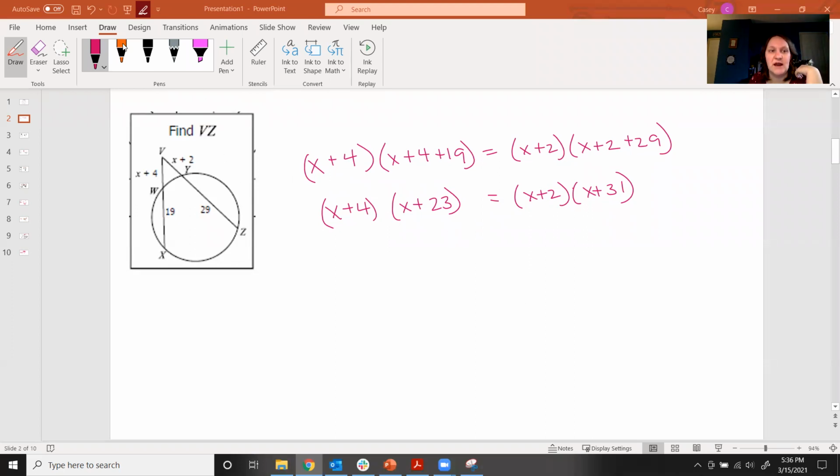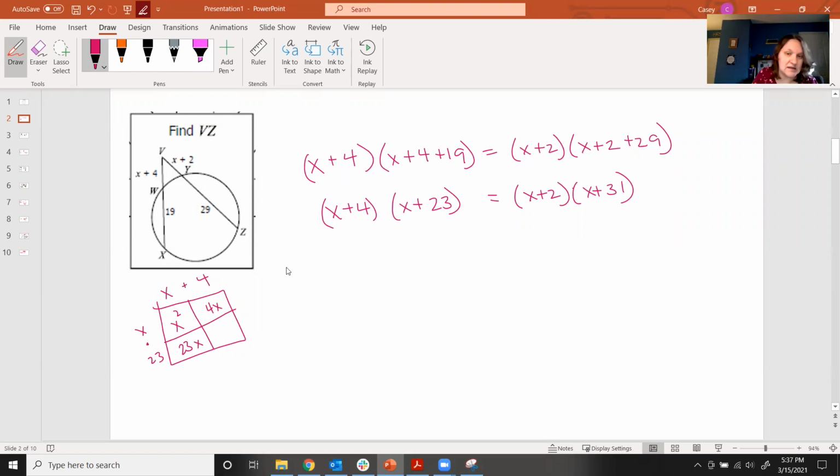So we're actually going to solve for x here. And I'm going to multiply each of these binomials together to do that. If you liked the box method, just a little review of what that is: you put your x plus 4 here and your x plus 23 here, or vice versa, and then you multiply each thing in the box. So x times x is x squared, 4 times x is 4x, x times 23 is 23x, and 4 times 23 is, what do we get? 4 times 23 is 92.